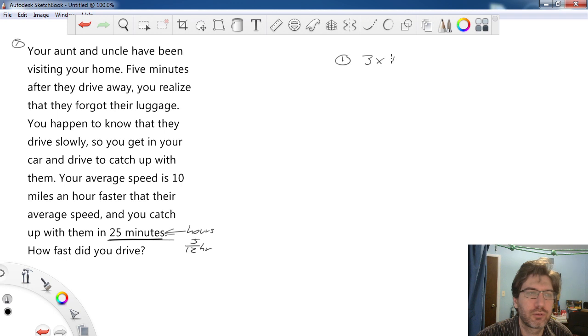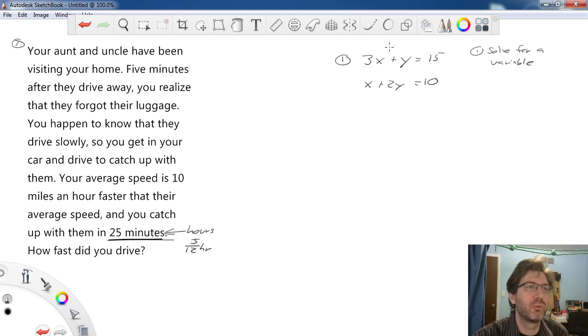So here you have 3x plus y equals 15. And you have x plus 2y equals 10. Your first thing you want to do is solve for a variable. What I mean by that is, you want to get one of these equations to say a variable equals something. You don't really know what that's going to be, but as long as it says x equals this or y equals this, that's what we're going for. And in the past we've been doing y, but you're more than welcome to do x.